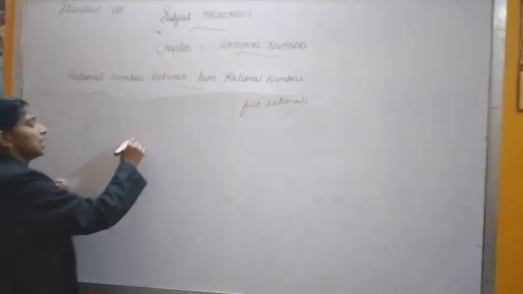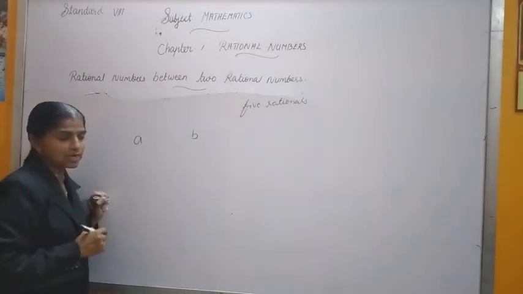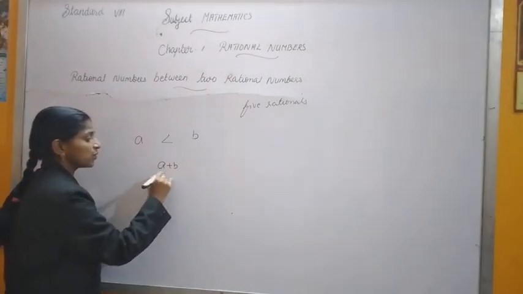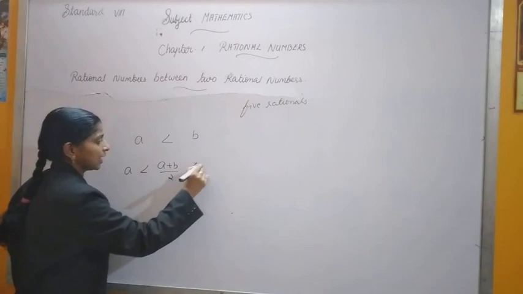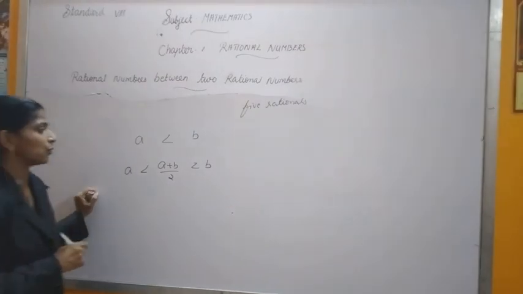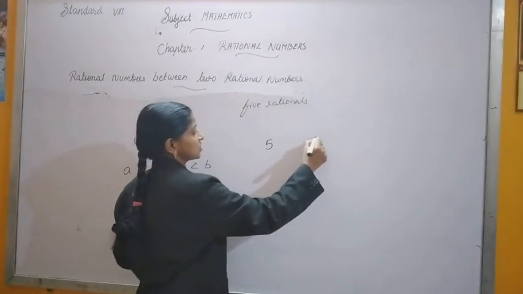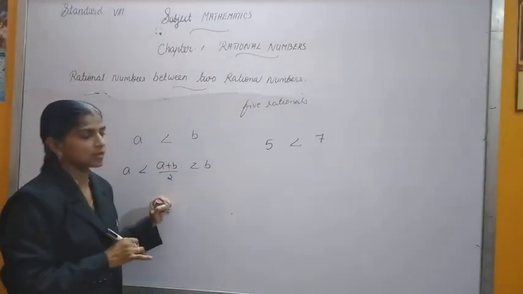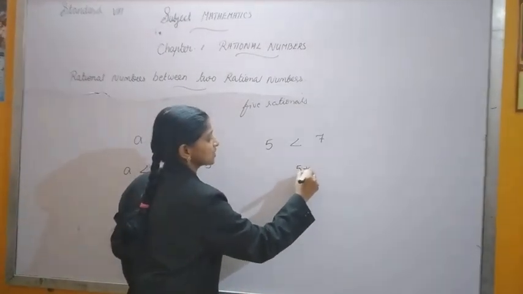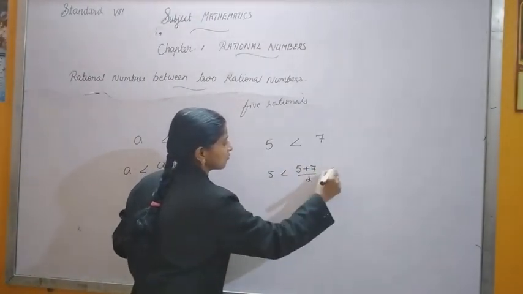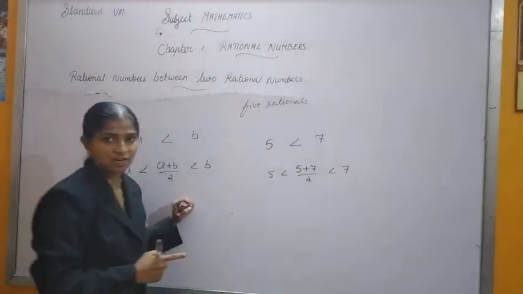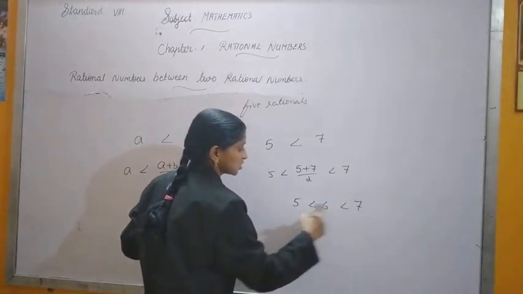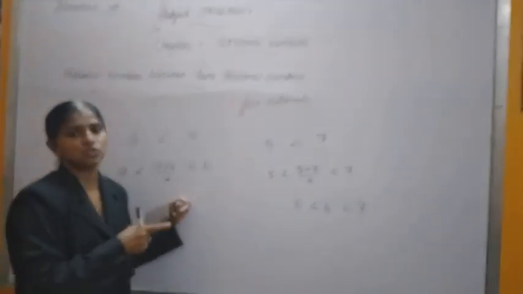Then the theory: if A and B are two rational numbers, A less than B, then A plus B upon 2 is between A and B. I will show you this with numbers. Here 5 and 7 are two rational numbers. 5 is less than 7. Then 5 plus 7 upon 2 is between 5 and 7. That is 5 plus 7, 12. 12 upon 2 is 6. See, 6 is between 5 and 7. This way also we can find.